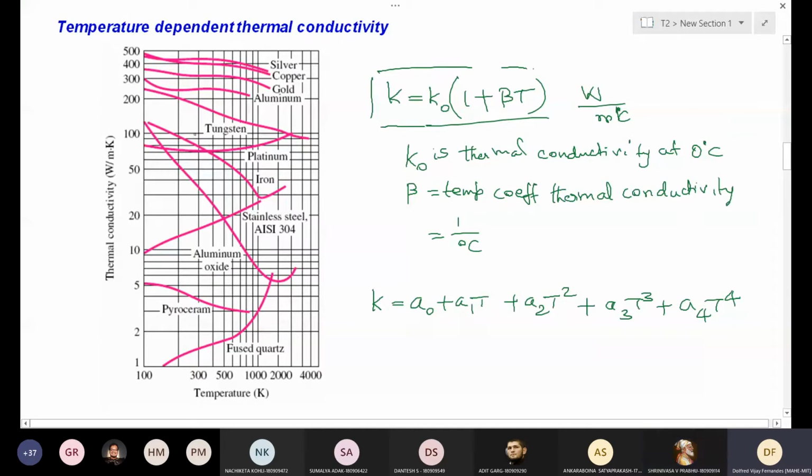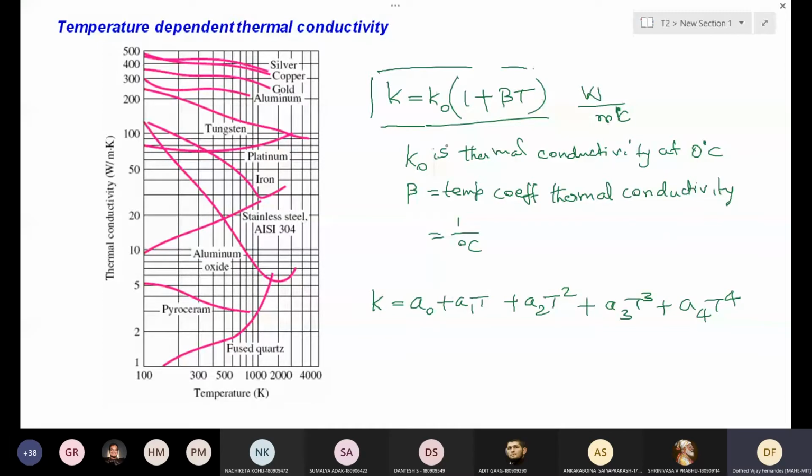The remaining metals like copper, silver, aluminium all show the same trend. The slope is not so high, but there is a decrease in thermal conductivity with an increase in temperature. So how to write where that parameter will go? Depending on the beta value, we can say that the thermal conductivity is increasing or decreasing.